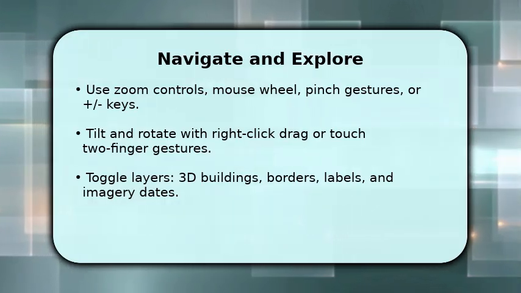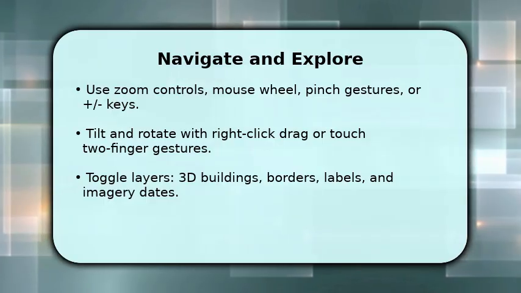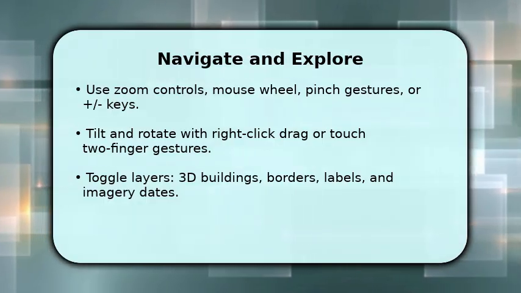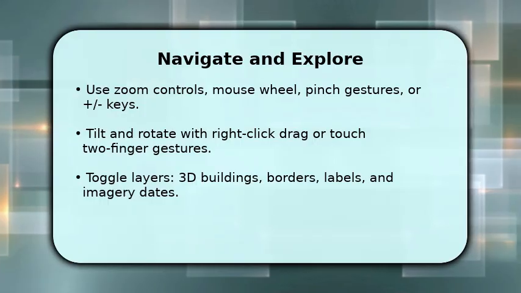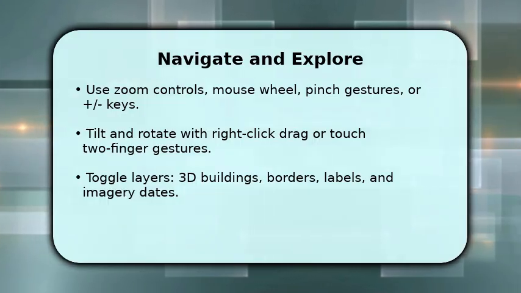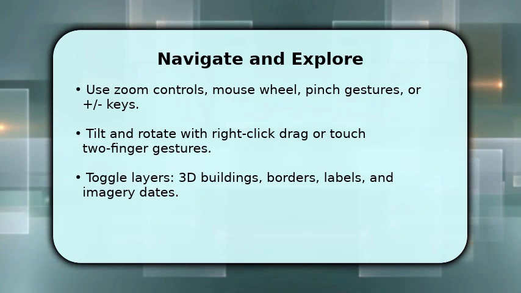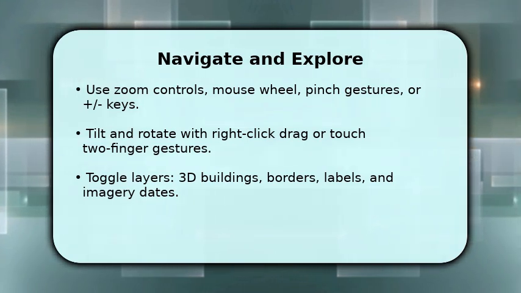Toggle layers like 3D buildings, borders, labels, and historical imagery so you see relevant data. As you explore, switch between Earth and Street View for ground-level context. This combination clarifies spatial relationships.